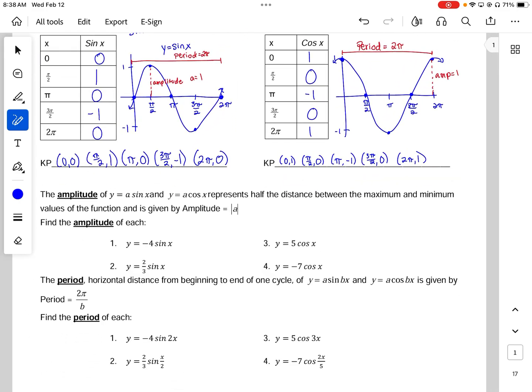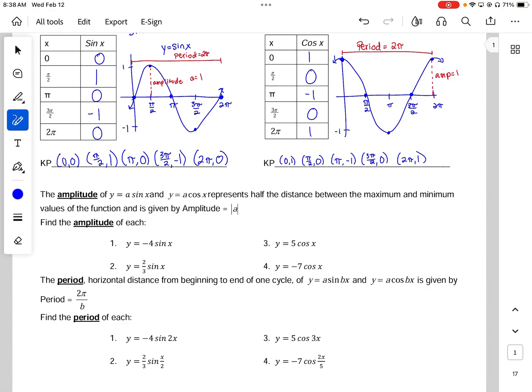All right, so we have already talked about amplitude. So it says the amplitude of y equals a sine x and y equals a cosine x represents half the distance between the maximum and the minimum values of the function. It's given by amplitude equals the absolute value of a. So it's a distance. So if your amplitude or your a value is negative, you take the absolute value. So it's a positive amplitude because it's distance.